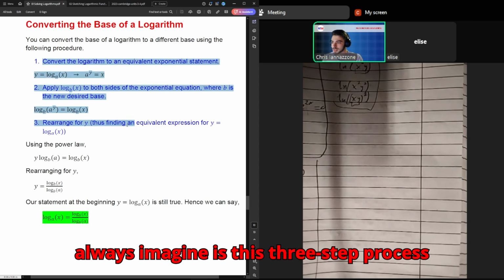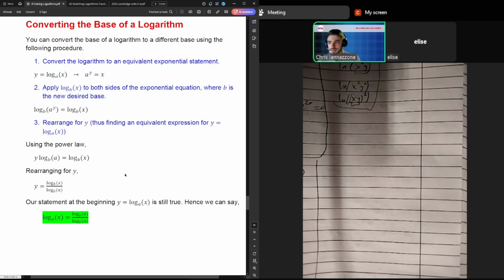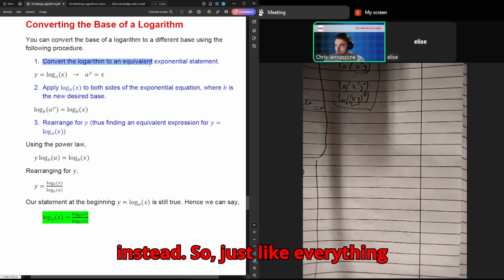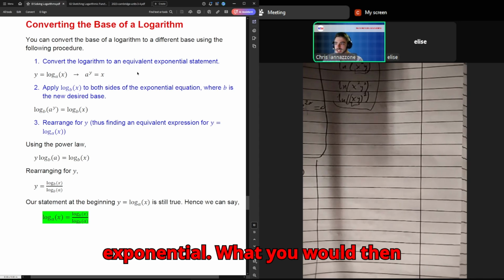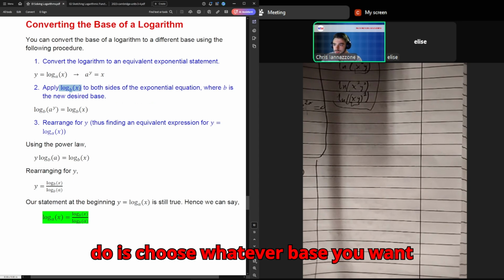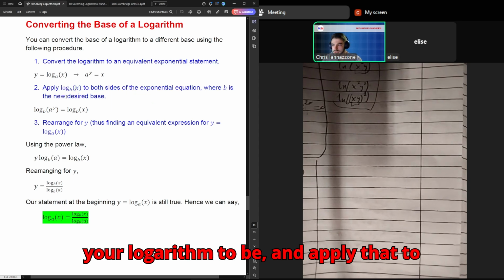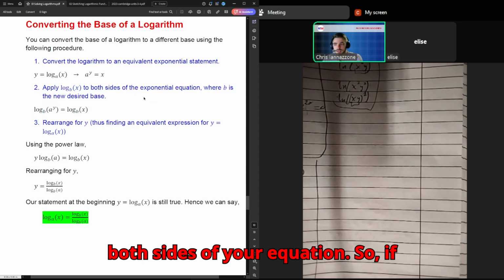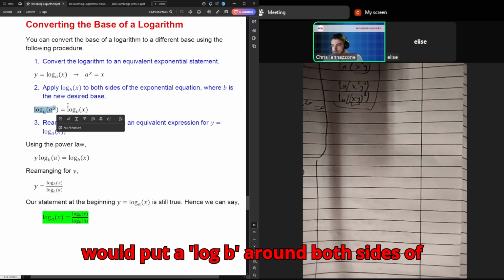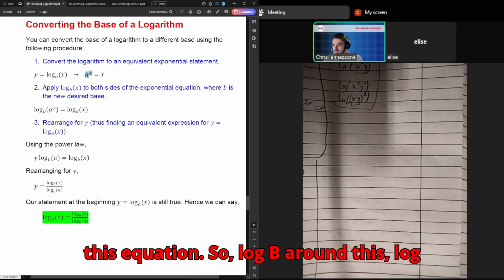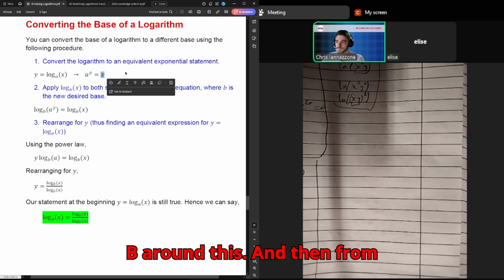So there's the result at the end, but if you don't want to memorize that, then one thing you can always imagine is this three-step process instead. Just like everything else we've looked at, you would start by converting your logarithm to an equivalent exponential. What you would then do is choose whatever base you want your logarithm to be and apply that to both sides of your equation. So if b is your new desired base, then you would put a log b around both sides of this equation. So log b around this, log b around this.